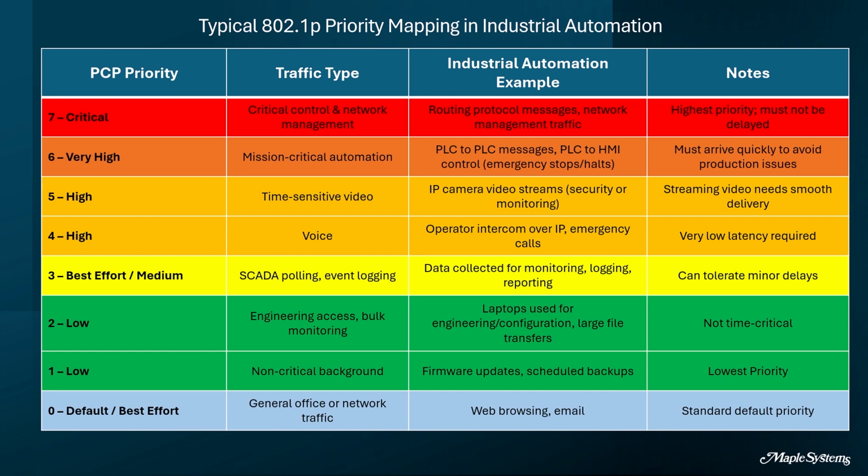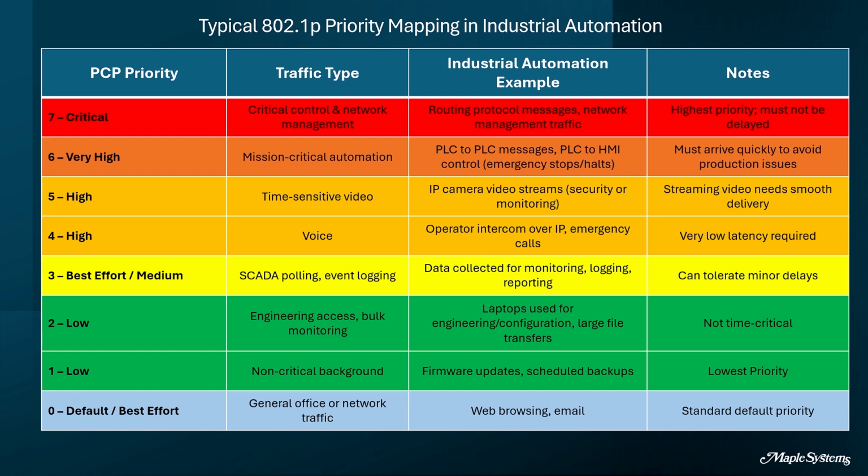Like emergency stops and halts that must arrive quickly to avoid production issues. Then in the high realm, you have your time sensitive video and voice, like IP camera video streaming, security monitoring, operator intercom over IP, and emergency calls for voice. So streaming video needs smooth delivery and voice needs very low latency. For medium, you have your SCADA polling, event logging, and data collected for monitoring, logging, and reporting. That can tolerate some minor delays, so that would be in the medium range.